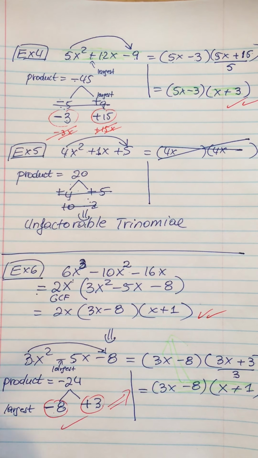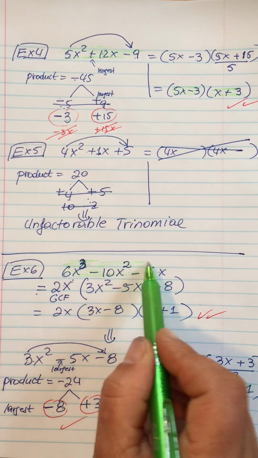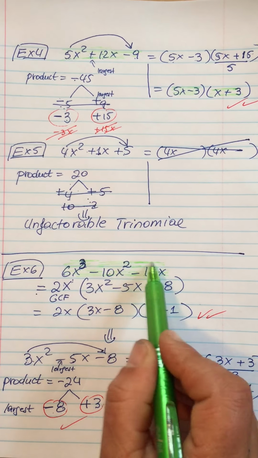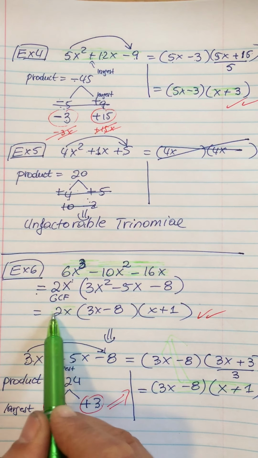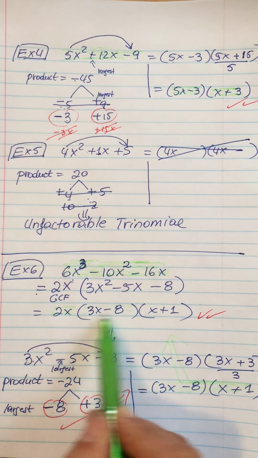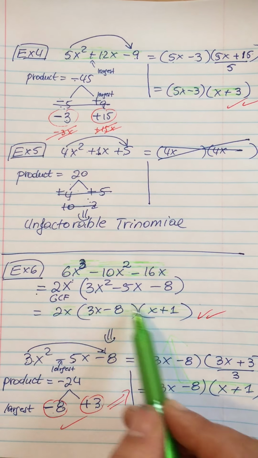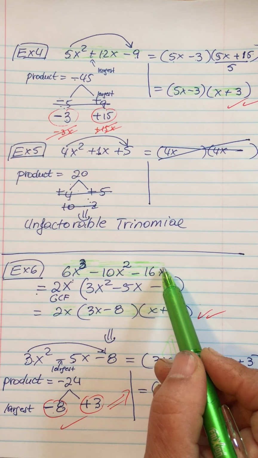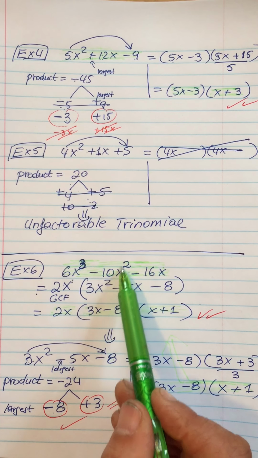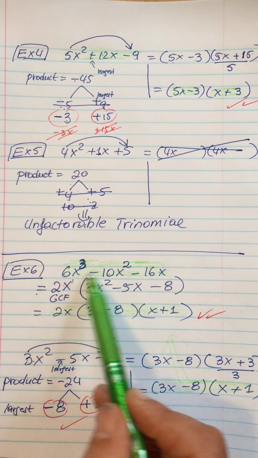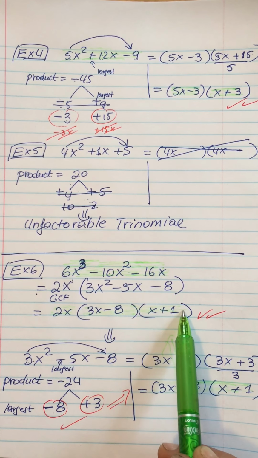Correct? So 6x to the third minus 10x squared minus 16x is written as a product of 2x, which is the GCF, and two binomials, which are the factors of the trinomial, but together they are factors of the original expression. So in other words, 6x to the third minus 10x squared minus 16x is written as a product of 2x, 3x minus 8, and x plus 1.